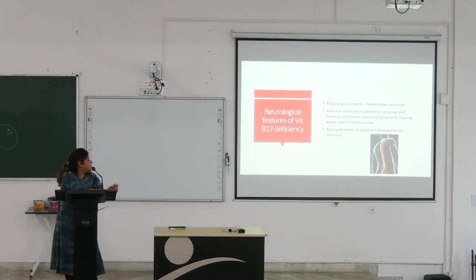Now, I have told you about the neurological aspect: vitamin B12 is also responsible for myelin synthesis. Myelin is required by the spinal cord and brain cells. So, in cases of vitamin B12 deficiency, because of decreased myelin synthesis, there will be neurological defects. What neurological defects? There will be peripheral neuropathy, like paresthesia and numbness.